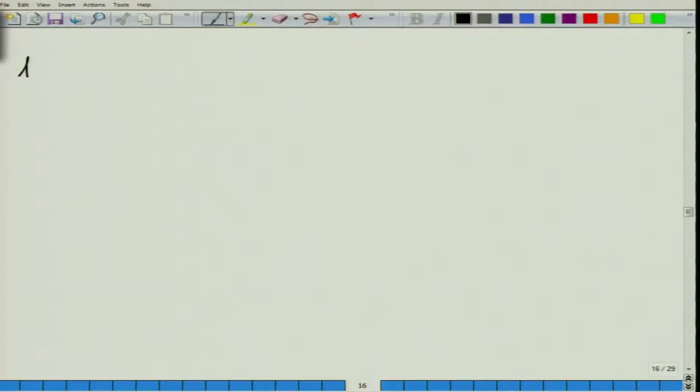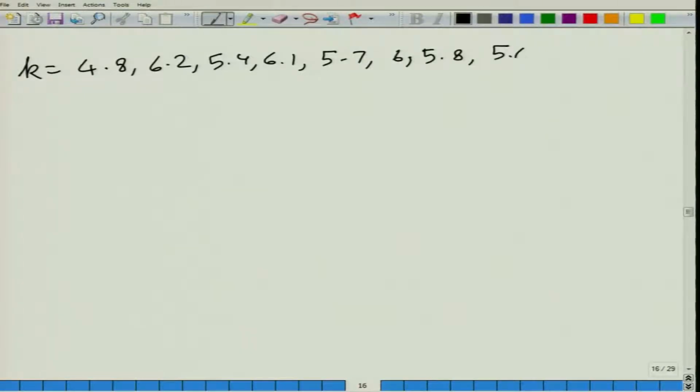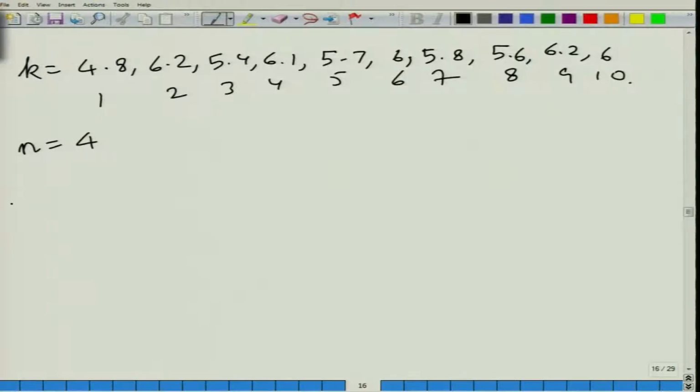Here we are given k equal to 4.8, 6.2, 5.4, 6.1, 5.7, 6.6, 5.8, 5.6, 6.2 and 6. That is 1, 2, 3, 4, 5, 6, 7, 8, 9, 10. So, we have 10 values. N is given to be 4, so it is the fourth nearest tree. M is given to be 10 because we have 10 samples.